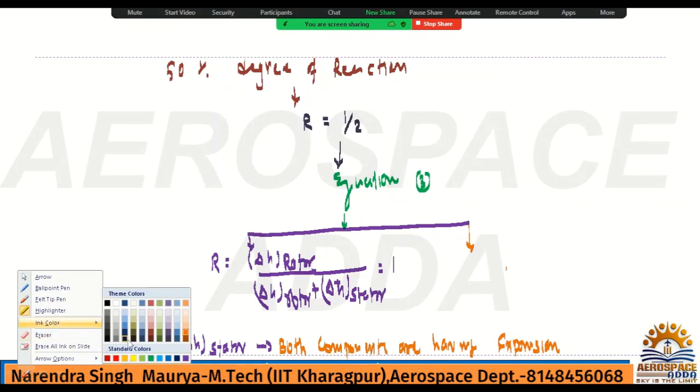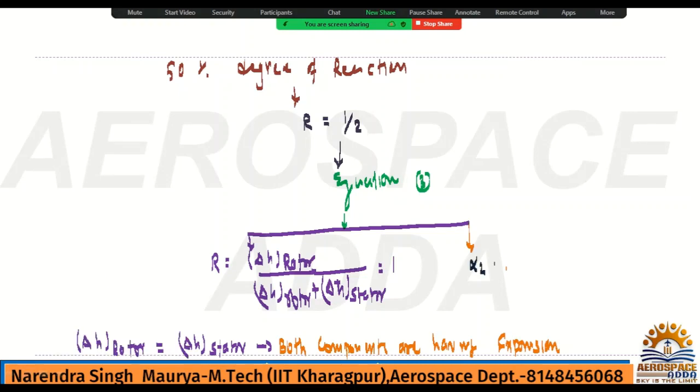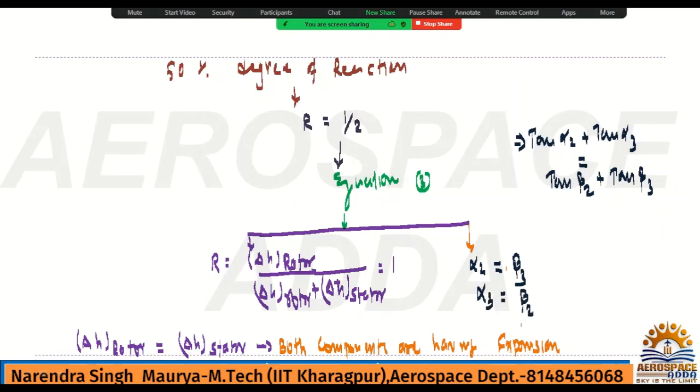So alpha 2 is equal to beta 3. This is the one thing. Second thing, you know very well we have the relation for the turbine: tan alpha 2 plus tan alpha 3 is equal to tan beta 2 plus tan beta 3. This we derived in the last class. So if alpha 2 is equal to beta 3, then tan alpha 2 is equal to tan beta 3, and then tan alpha 3 is equal to tan beta 2. It means alpha 3 is equal to beta 2.